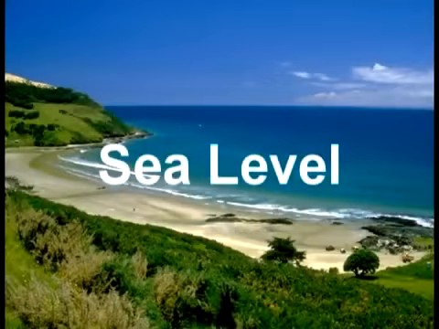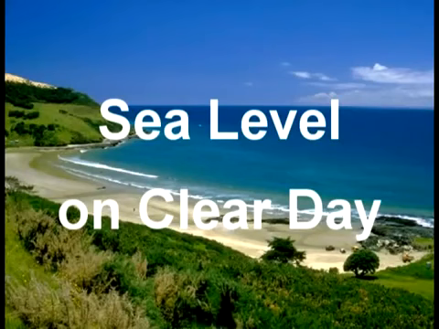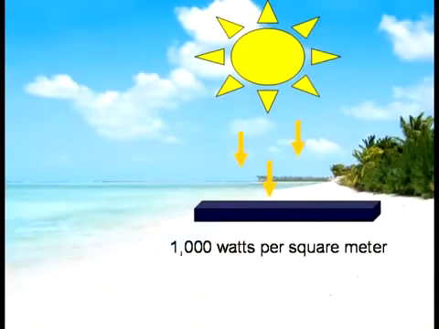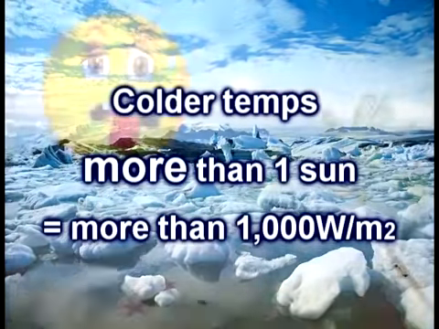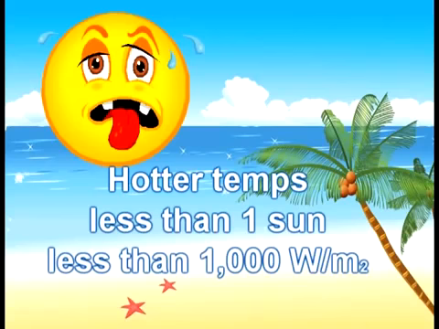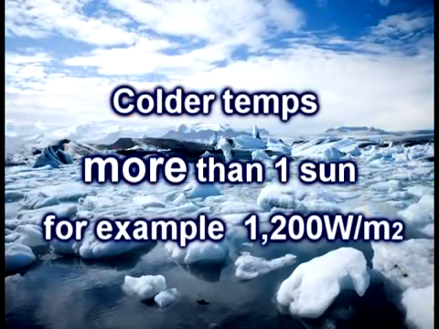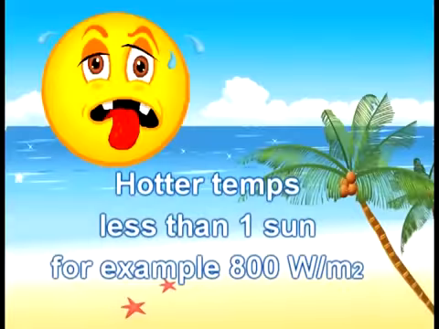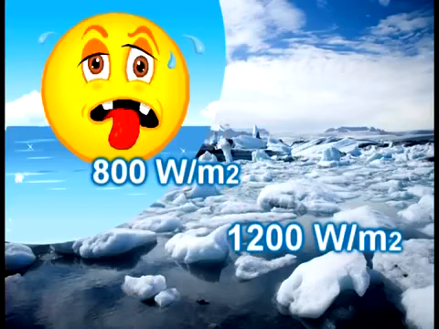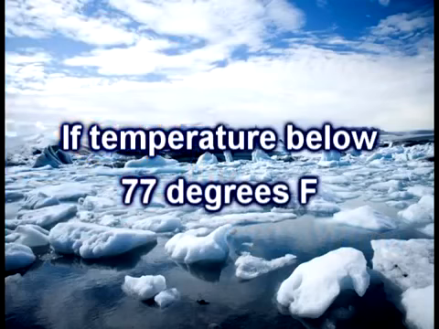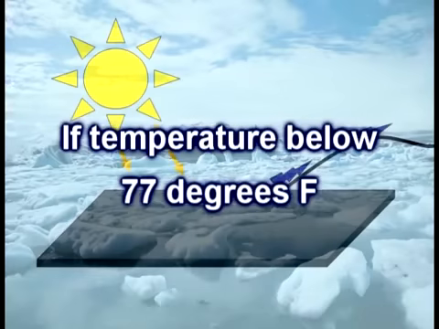But at sea level, on a clear day, with the surface facing the sun, you're getting about 1,000 watts per square meter. There are times when you can get more than one sun and less than one sun. When this becomes an issue is during colder temperatures, we have more than one sun available. So you go from 800 to 1,200 watts. It depends on the cell temperature. 800 watts is less than one sun. 1,200 watts is more than one sun, which can happen if the module is cooled below 77 degrees Fahrenheit.